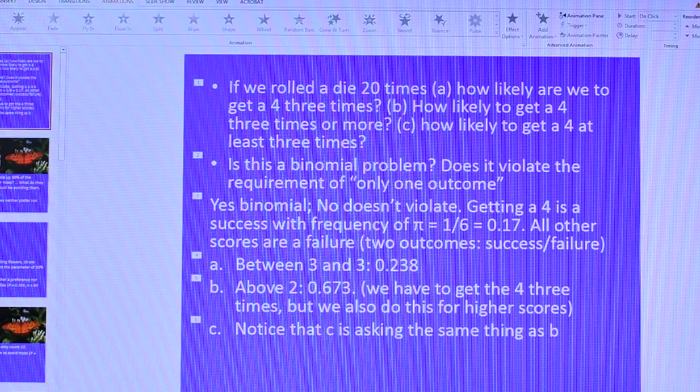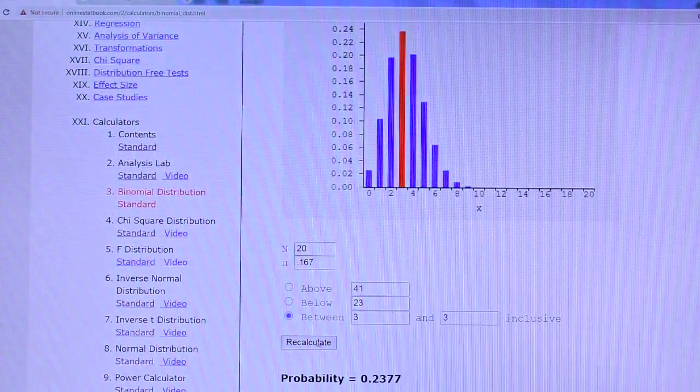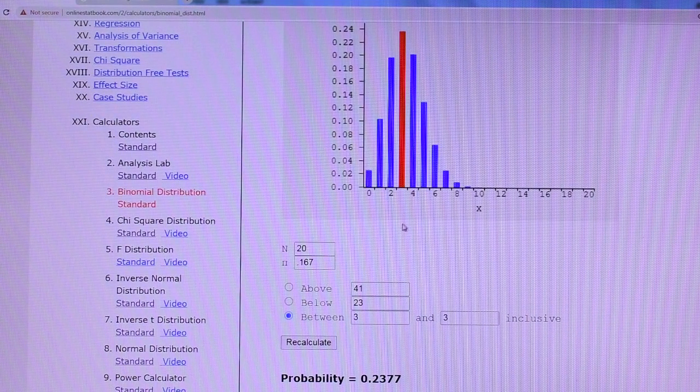So let's see, how likely to get a 4 3 times or more? Okay, so we want the 3, but we want everything above that as well. So for that, what we need is above 2. So notice you don't put 3 in there. You see that? See how the 2 is shaded? We want everything above that. Notice the 3 is in there and it's shaded. Okay, so here's the probability.